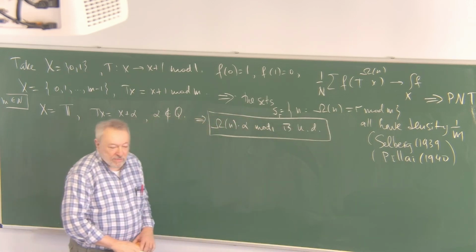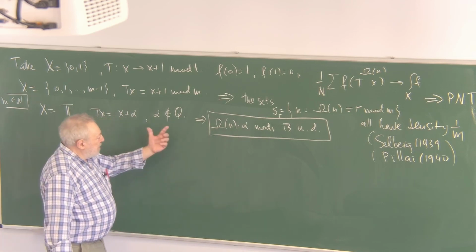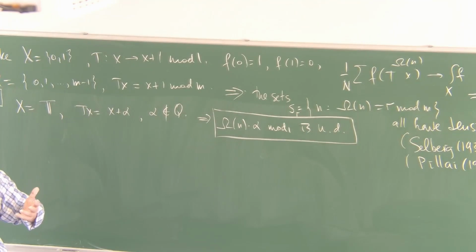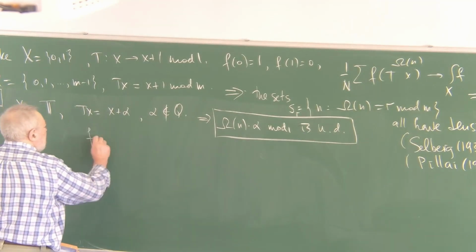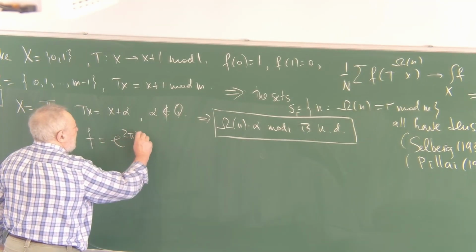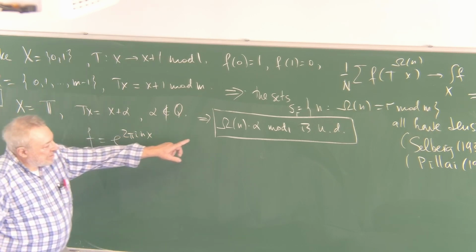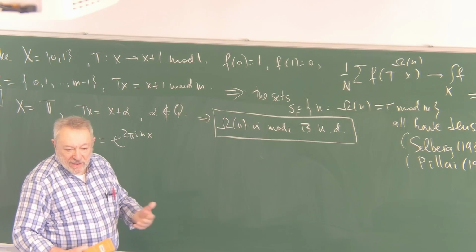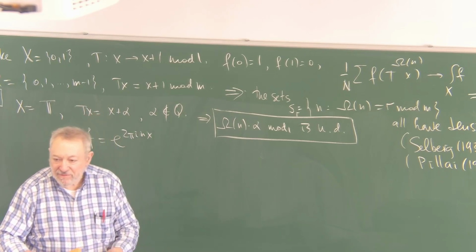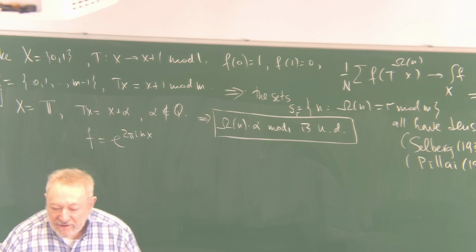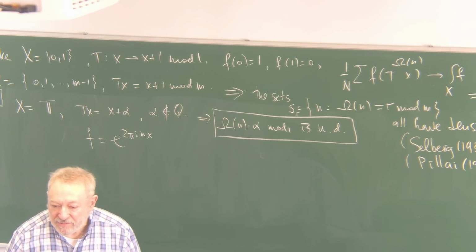Maybe I should explain why this follows. You take this transformation and you apply it to exponents, e to the power 2 pi i n x. When you put it in, it's more or less clear that you will get, at least for these specific functions, correct limits. And by the Weyl criterion, this is the same as uniform distribution.